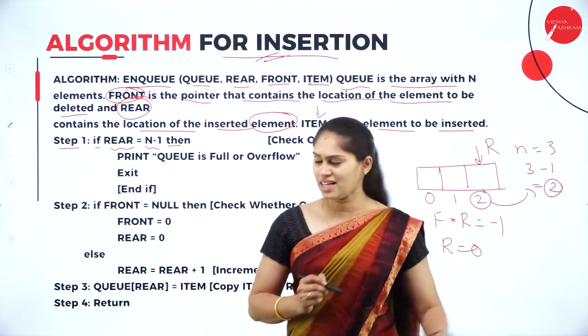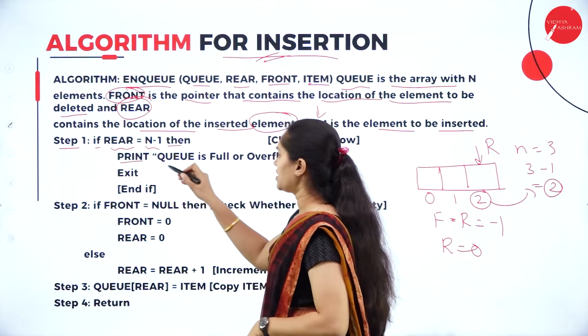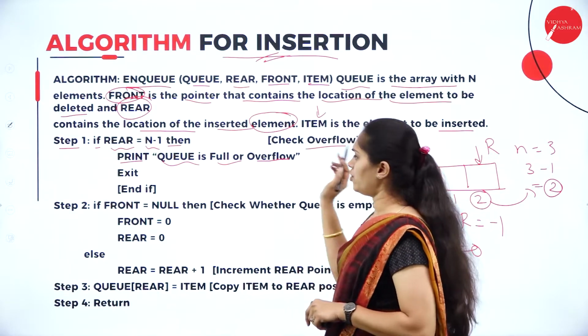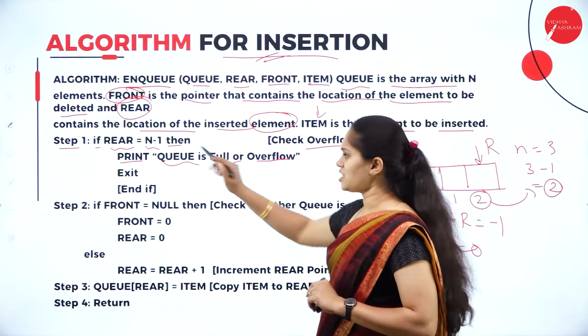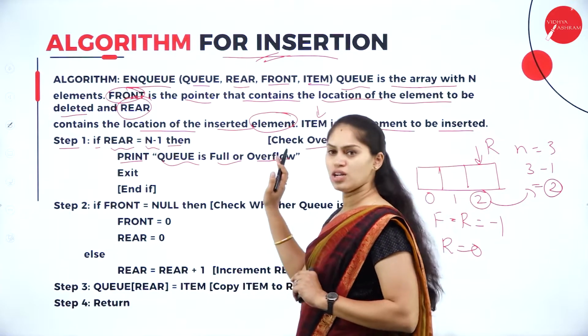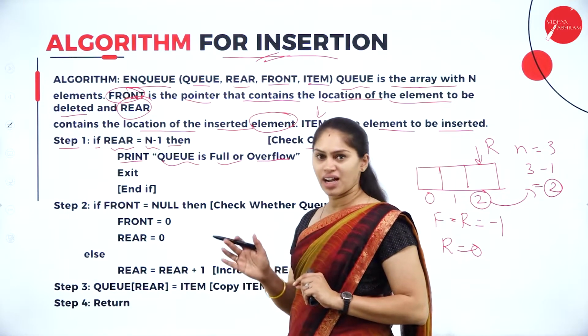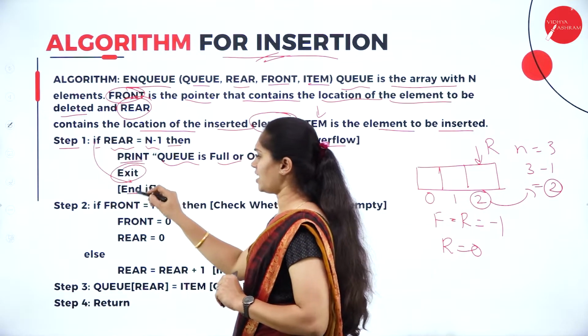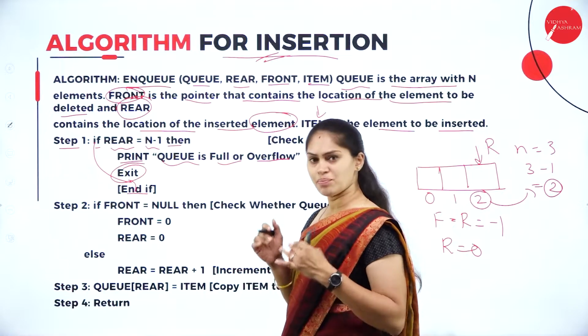If that is the case, then what we have to print? Queue is full or overflow. We are checking for the overflow condition here. If rear is pointing to n minus 1, at that time queue will be full or overflow. If that is the case, we can't add any more element. So we have to exit, and this if condition will be ended there itself.